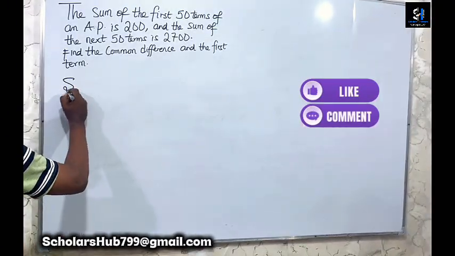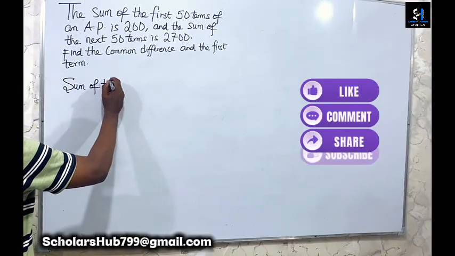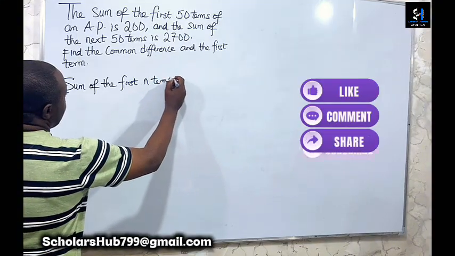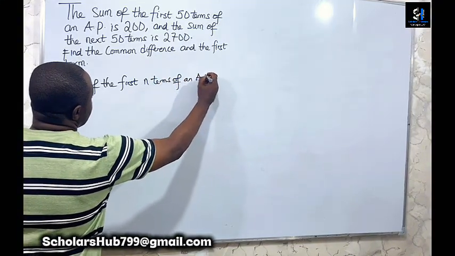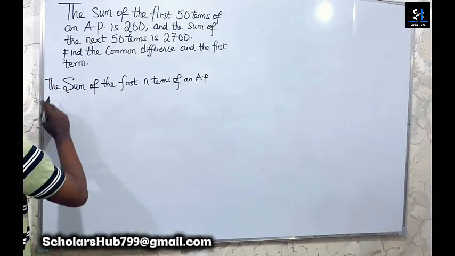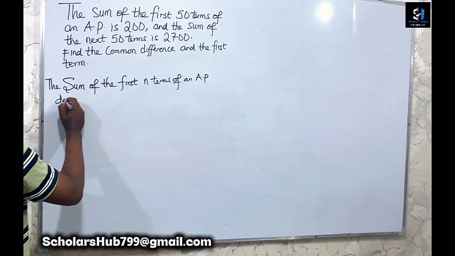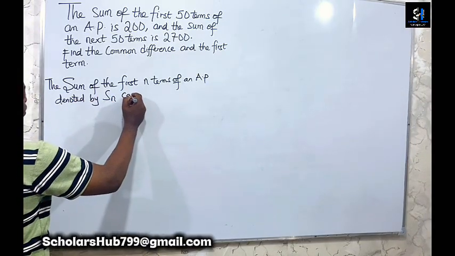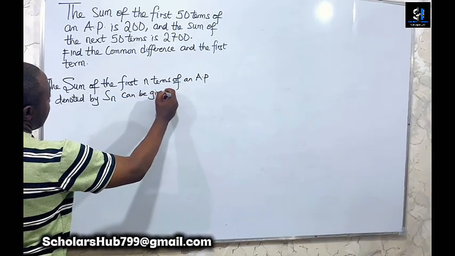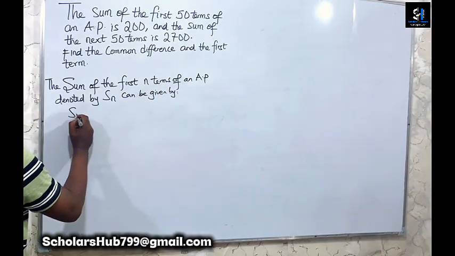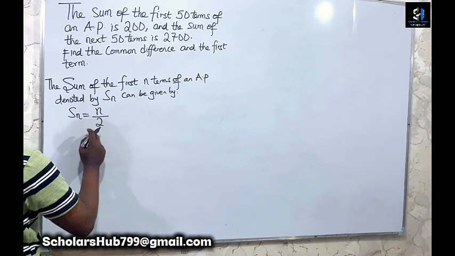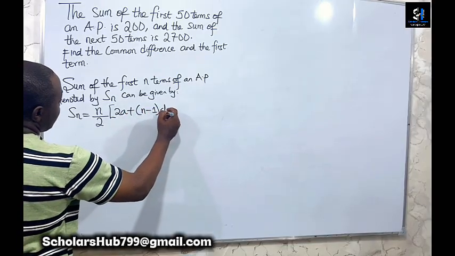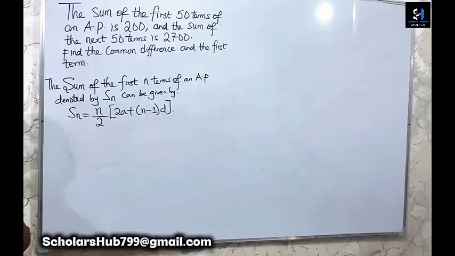So already we know that the sum of the first n terms of an AP, denoted by S subscript n, can be given by S subscript n equals n over 2 [2a + (n - 1)d].